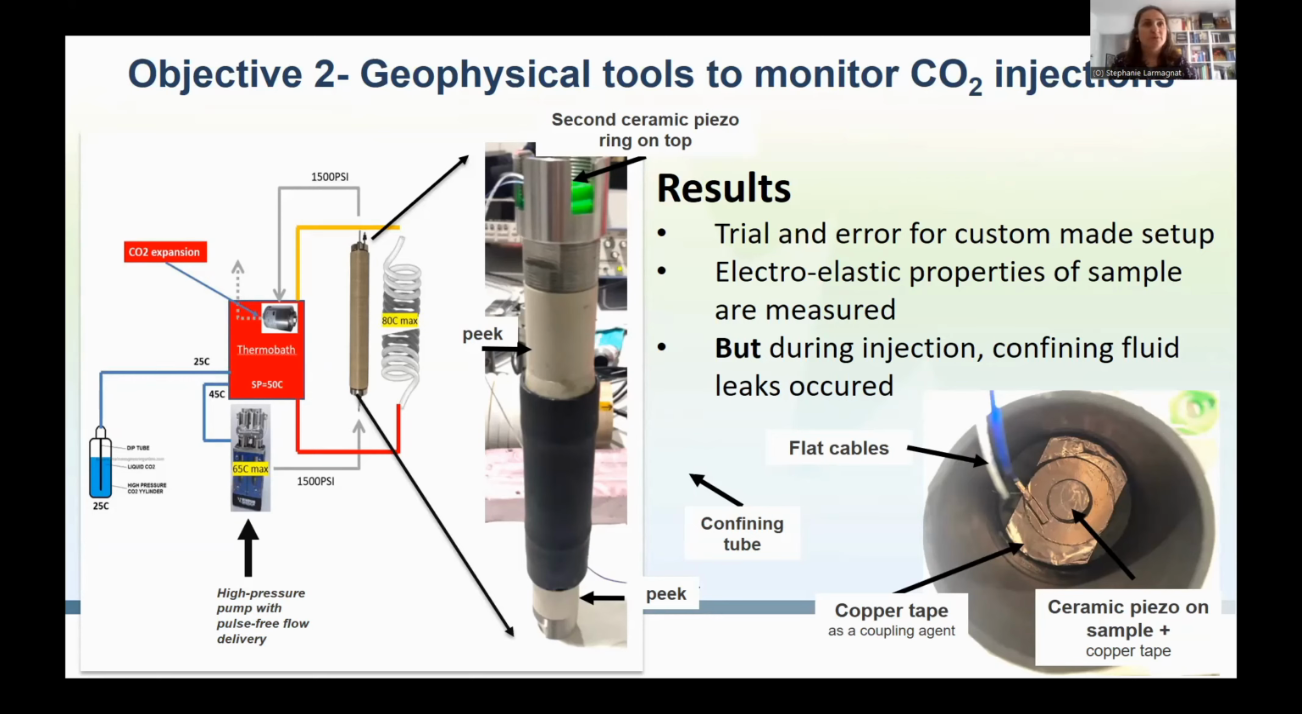We know already what we want to do. We have a good plan for fixing up the leaks, but this is going to be done for the second year. And once it's working, and once we have our setup airtight for the injection, we will be using the same experiment conditions that we used in objective 1. So we will be able to compare the sample state at the end of the experiment, and we will be able to compare all the data.